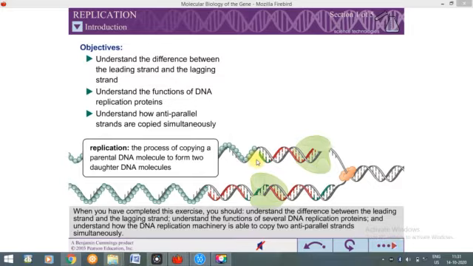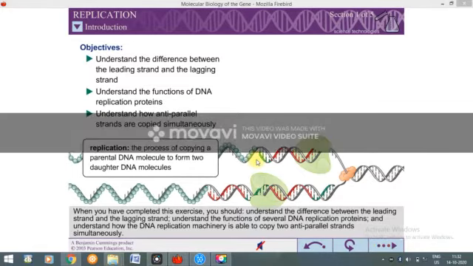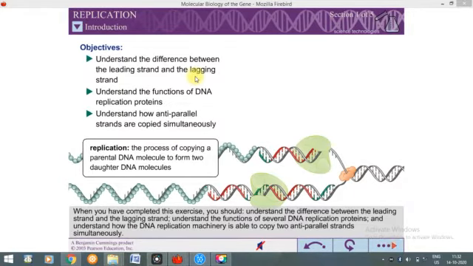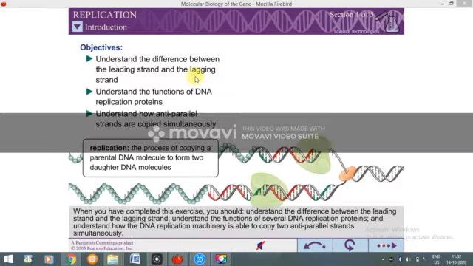Now, what are the objectives of studying this part? The first objective for this session is to understand the difference between the leading strand and lagging strand. There are two different types of strands we will see. The first one is called the leading strand, the second one is called the lagging strand. The second objective is to understand the function of DNA replication proteins. When I say DNA replication proteins, I mean DNA replication enzymes, because enzymes are proteinous in nature. They are made up of proteins only.